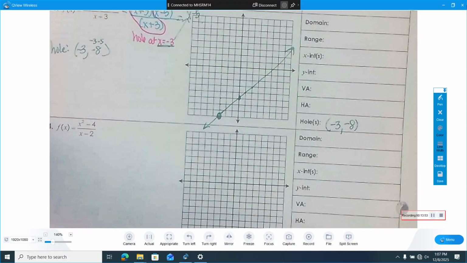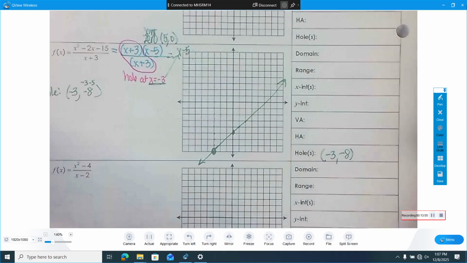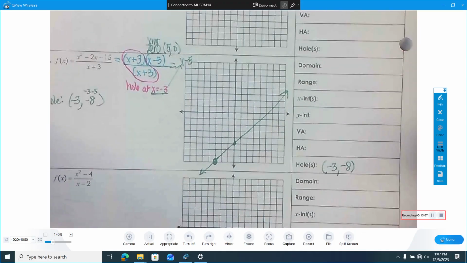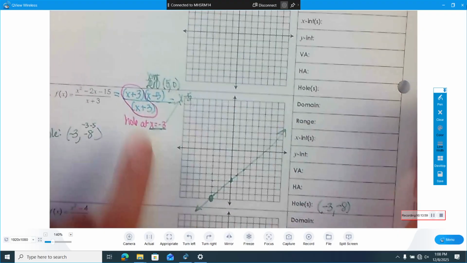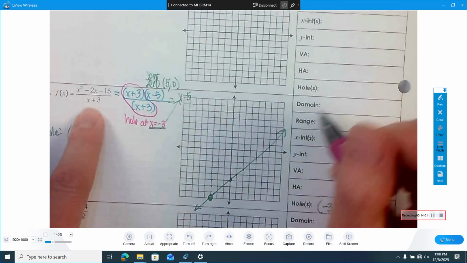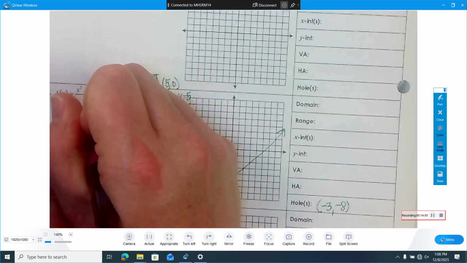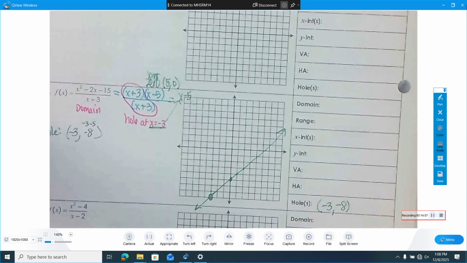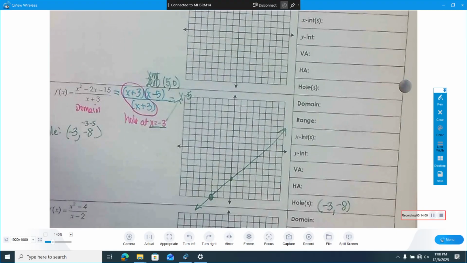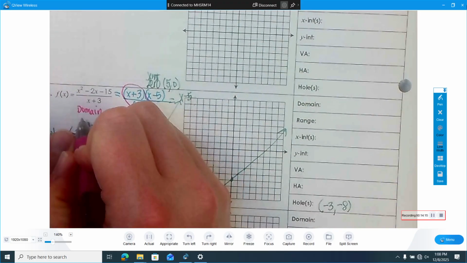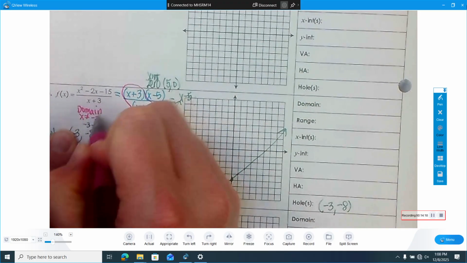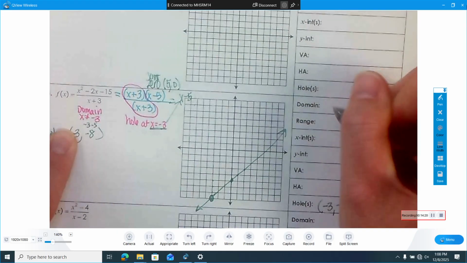What do you want to do first? Oh, I didn't do any of the rest of this stuff. Sorry, let's fill out the rest of this stuff. Denominator domain. What is x not allowed to be? X cannot equal -3. That comes right from the denominator.